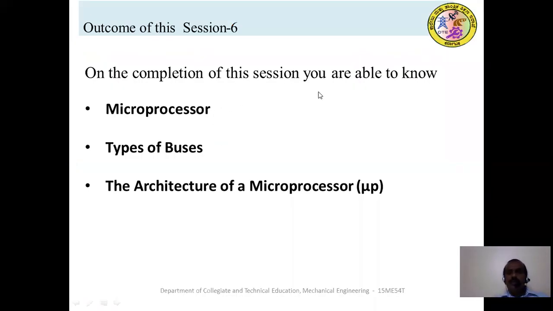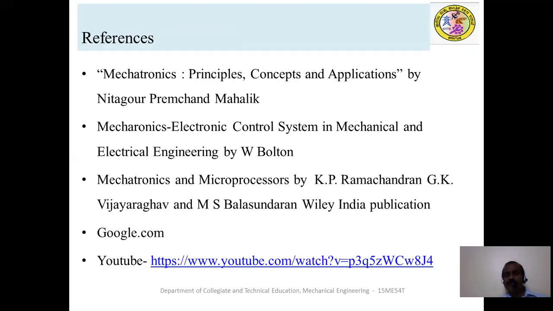So after the completion of this session, you should be able to know what a microprocessor is, what the different types of buses are, and the architecture of a microprocessor. So these are the references.